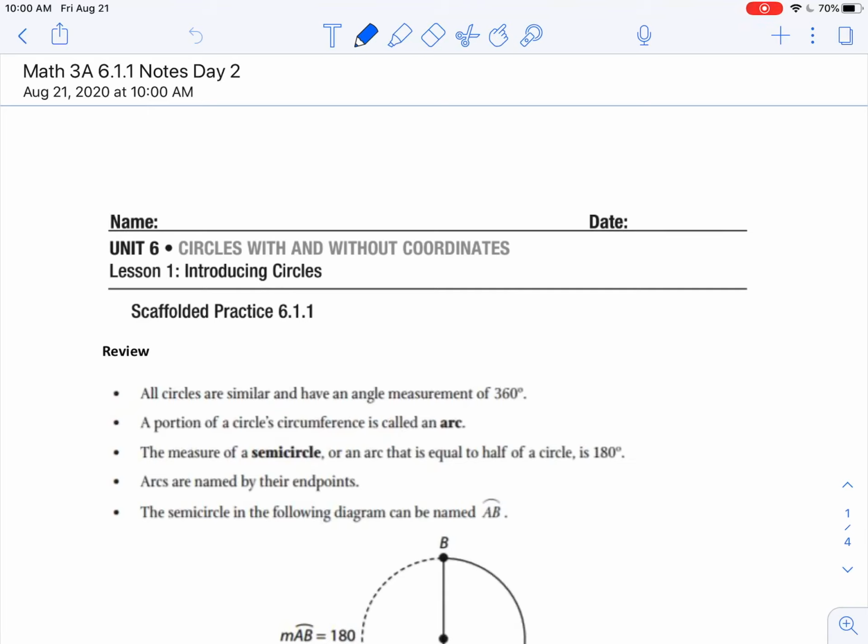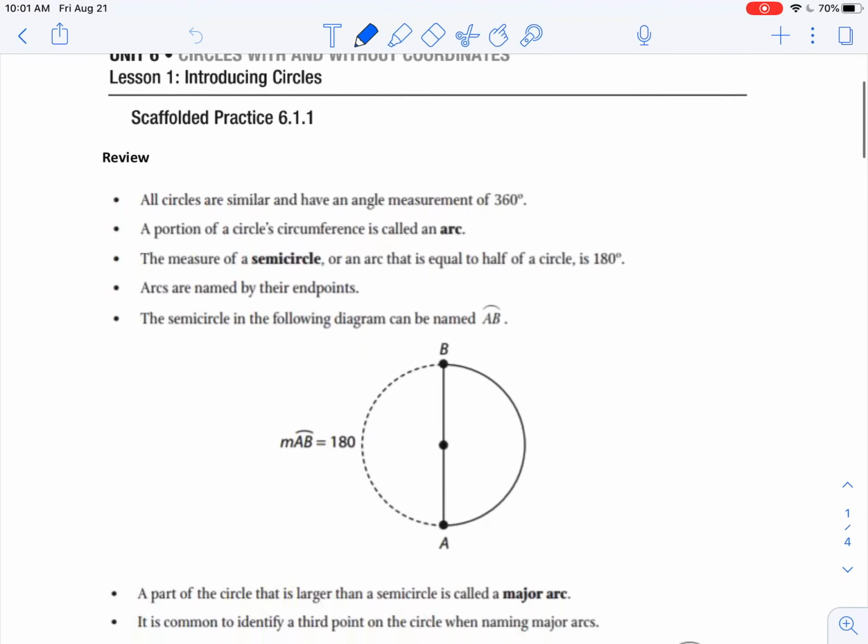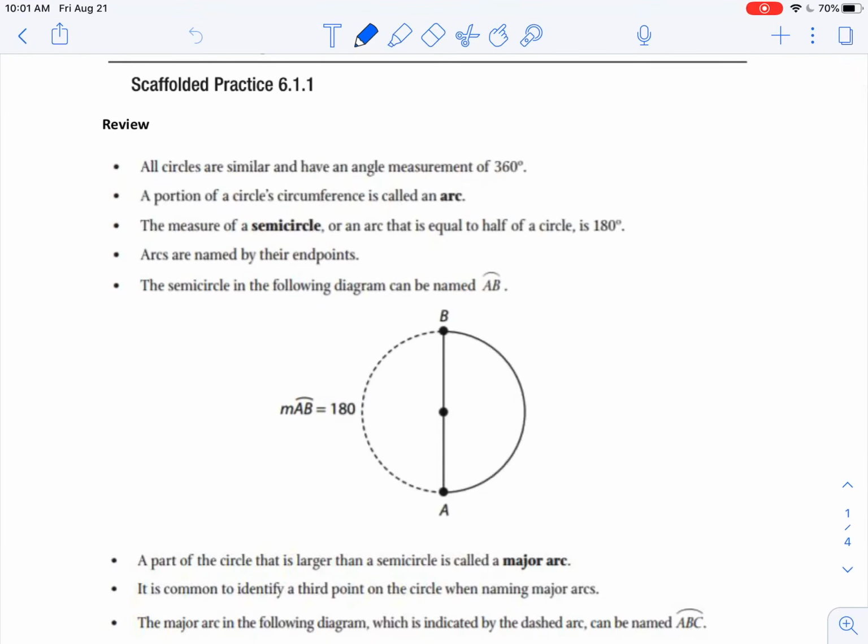Okay, in today's lesson, we're going to look at a lot of vocabulary about circles. Some of it we're going to use today, and some of it in the near future. Mostly what we're going to look at is inscribed angles. So, some facts about circles.